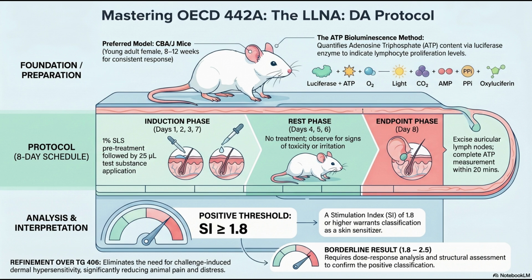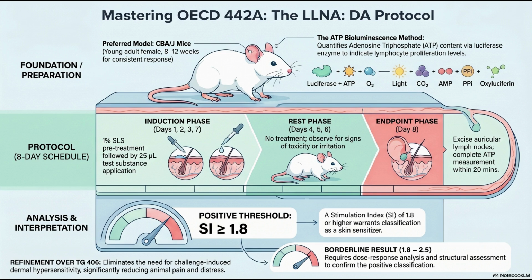First, the LLNA: DA measures the induction phase of skin sensitization. It achieves this by quantifying ATP content via a bioluminescent luciferin and luciferase reaction, which operates as a non-radioactive proxy for lymphocyte proliferation. Second, the biological baseline is controlled by exclusively utilizing young adult, nulliparous, non-pregnant female CBA/J mice, capitalizing on their genetic uniformity. Third, the dosing schedule accommodates the biological processing time of the immune system. Dosing occurs on days 1, 2, 3, and 7, with diagnosis on day 8. The gap allows for the necessary clonal expansion of the lymphocytes. Remember, 1, 2, 3, 7 dose, day 8 diagnose.